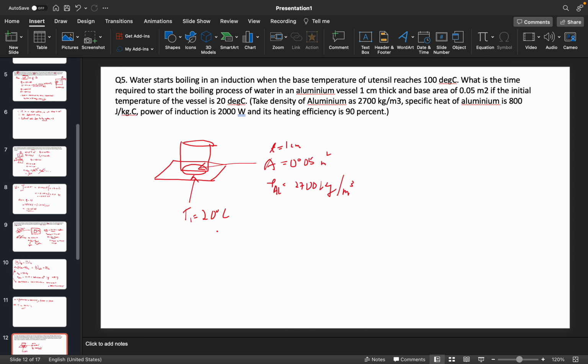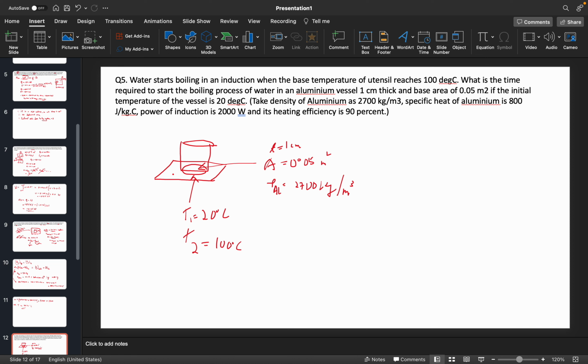Now what you have to do is start the boiling process. When will the boiling process start? The boiling process will start when T2, that is my final temperature, will be equal to 100 degrees Celsius. Until and unless it reaches 100 degrees Celsius, my boiling process will not start.